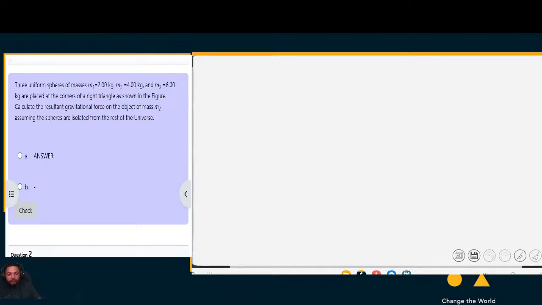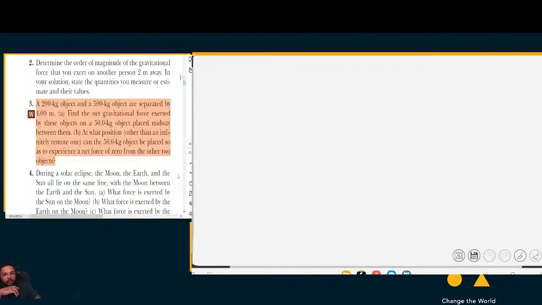Before we do that, I just want to do this problem first, because chronologically in your textbook it comes first, and I've highlighted it now. I just enlarged it, and then we will do the problem that we just showed. Okay, there it is. A 2 kilogram object and a 5 kilogram object are separated by 4 meters.